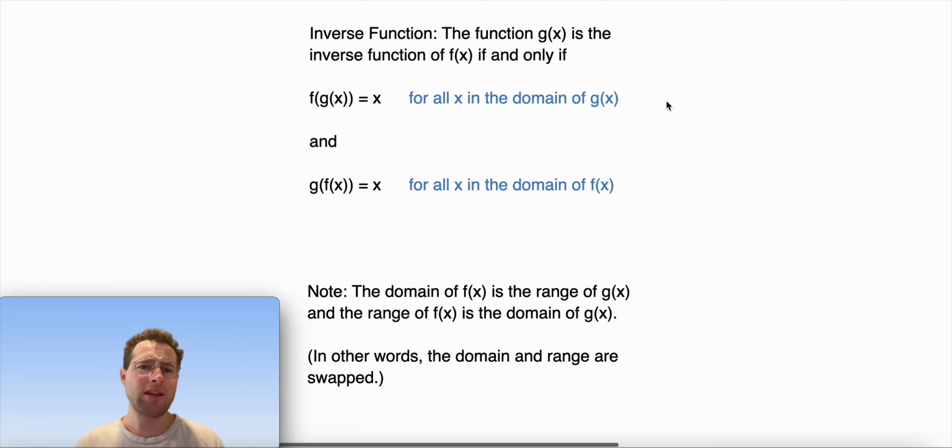Another way to think about inverse functions is that what we're really doing is switching the inputs and the outputs. So the x values and the y values are essentially just getting swapped. And we're going to see that here with some of the examples. So let's get into some of these now.